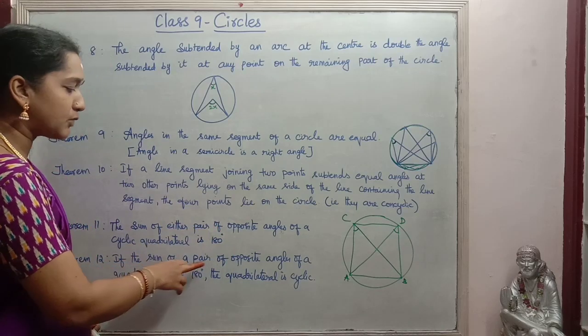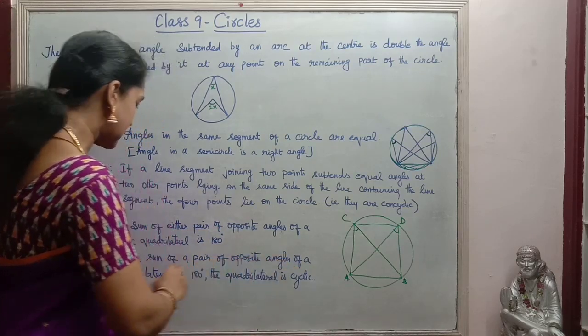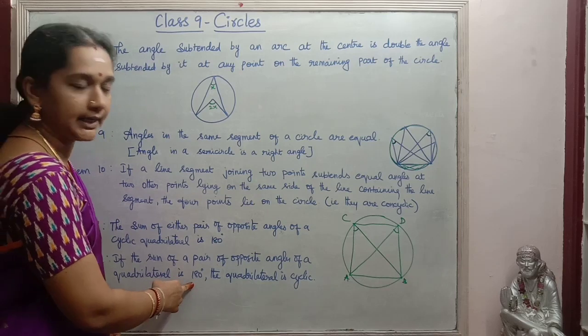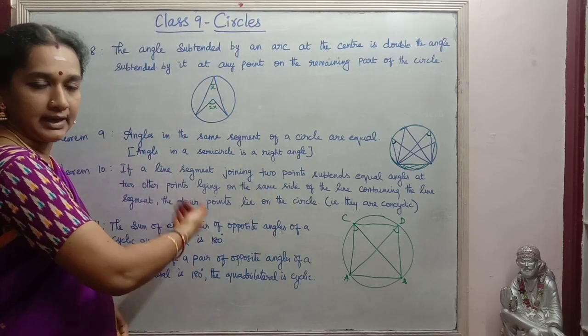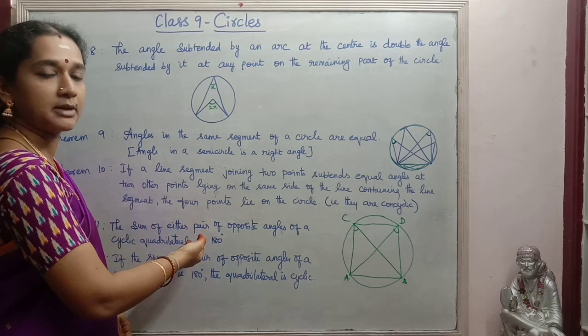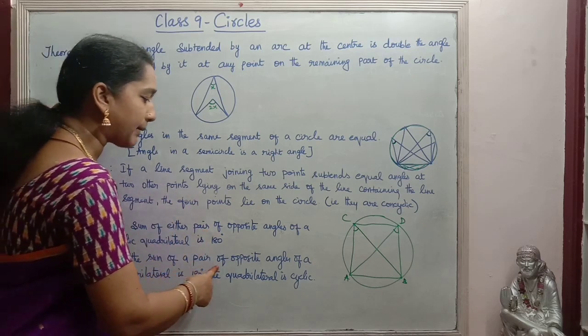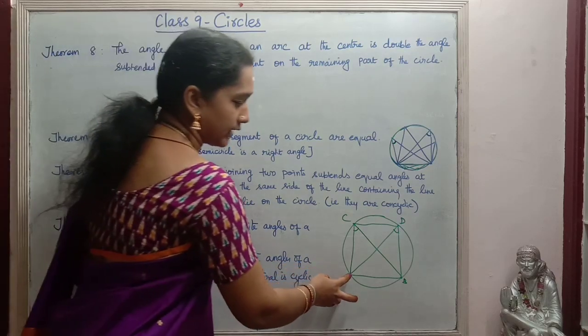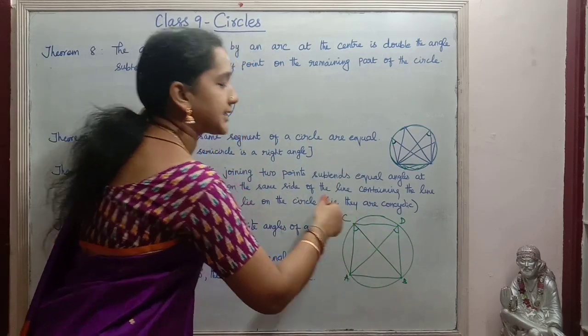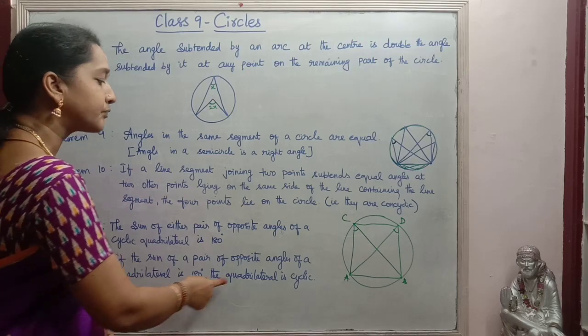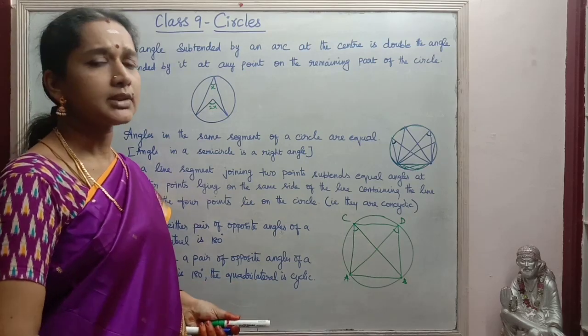Then, if the sum of a pair of opposite angles of a quadrilateral is 180 degrees, that is the converse of the previous theorem, theorem 11. The converse of theorem 11 is theorem 12. If angle A plus angle D and angle B plus angle C are 180 degrees, then the quadrilateral is cyclic.